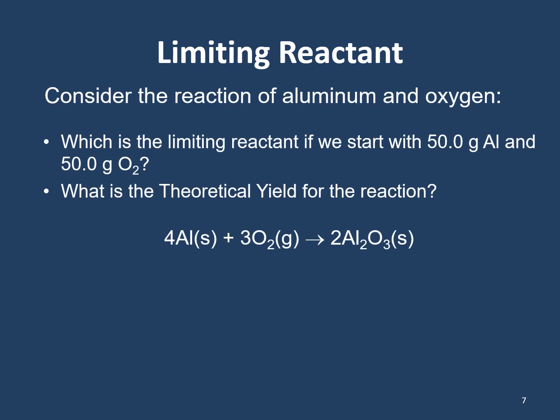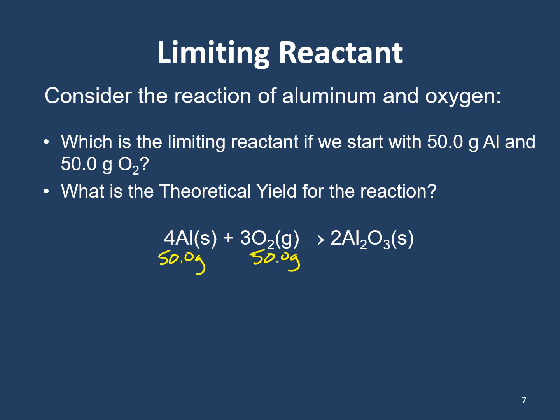All right, so let's do a calculation here. What is the limiting reactant if we start with 50 grams of aluminum and 50 grams of oxygen? So I have 50 grams here of Al and I have 50 grams here of O2. Now I do not know which one of these two things is my limiting reactant. I need to figure that out first.